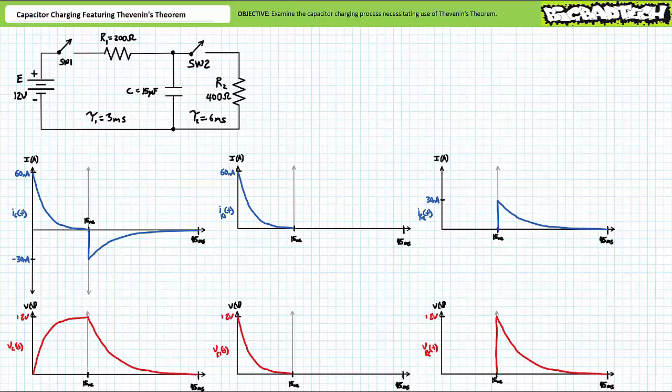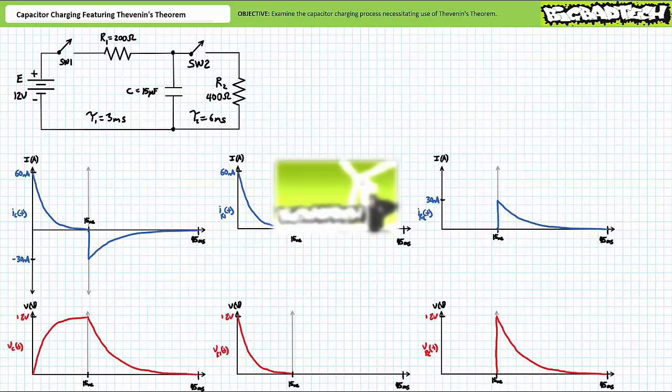I'm your instructor Jim Pytel, and today's topic of discussion is capacitor charging featuring Thevenin's theorem. Our objective is to examine slightly more sophisticated capacitor charging scenarios necessitating the use of Thevenin's theorem. It should go without stating that this lecture operates under the presumption the viewer is intimately familiar with the capacitor charging process and Thevenin's theorem, as illustrated in the capacitor charging and the DC Thevenin's theorems lectures, both available at the Big Bad Tech channel.